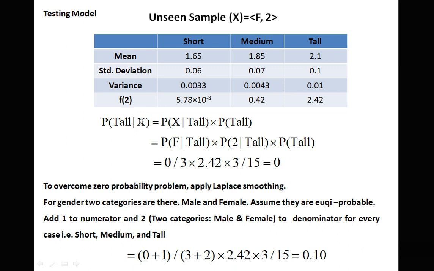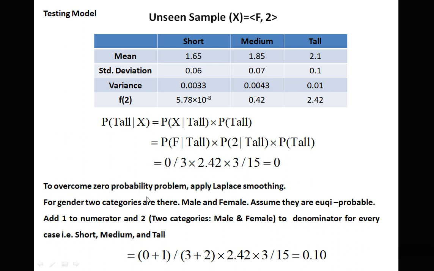Now first I will check, if we put in the tall, what will happen? Probability of female given tall and probability of 2 given tall into probability of tall. These first two are nothing but the attributes, that is the gender and the height. Now here the female tall combination is not present in the table, so we are getting 0 by 3 into 2.42 into 3 by 15. So our overall answer is what? 0. The contribution by this term is 0 because one of the terms is 0.